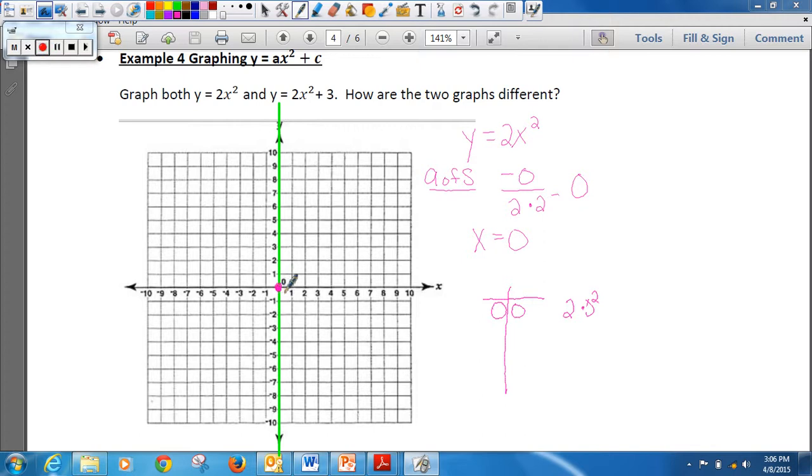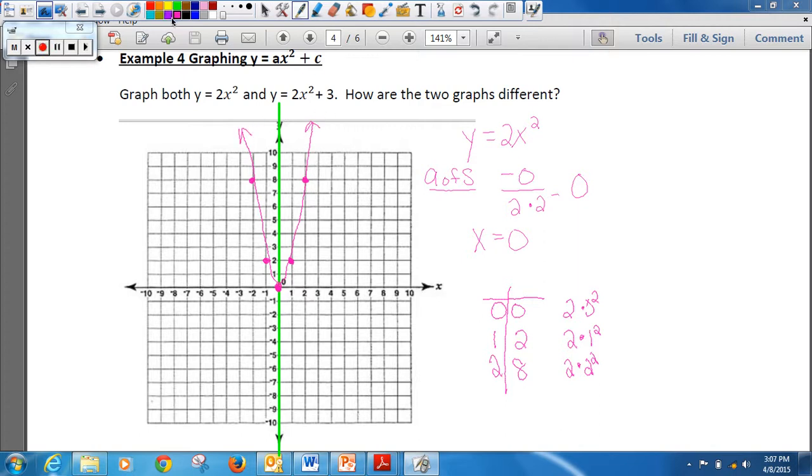And then I need to get 2 other points. I'm going to use 1. So 2 times 1 squared gives me 2. So my next point is 1, 2. And finally, I'm going to try 2. So 2 times 2 squared gives me 8. So 2, 8. And then remember, to get your other side, this is the axis of symmetry, so you just count. There's 2 from the green line, so 1, 2 from the green line. 1 from the green line, 1 from the green line, and then you can draw in your parabola. And hopefully yours is looking a little bit better than mine.